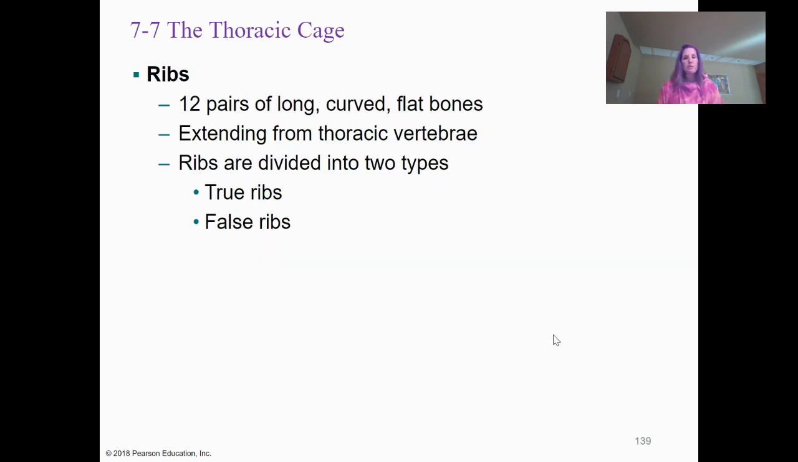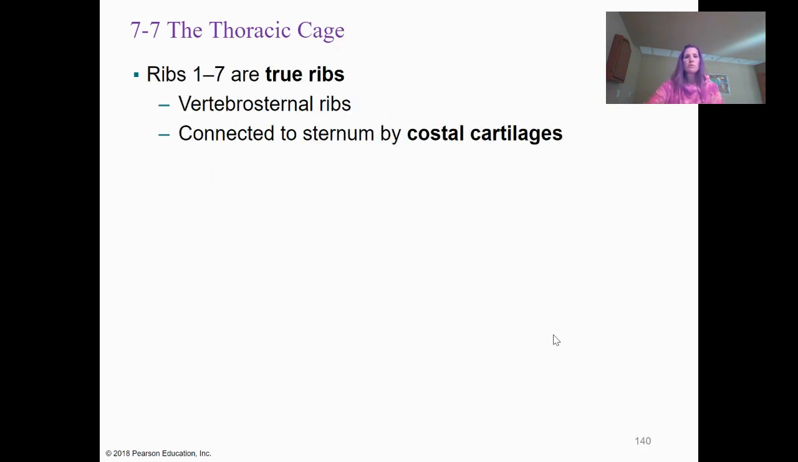All right, the ribs, that's what we're going to talk about. So there's 12 pairs, they're curved, they're flat. Again, there are true ribs and there are false ribs. So the true ribs, I want to point out they are vertebrosternal. That means they go from the thoracic vertebrae to the sternum. And that's 1 through 7, and that is something that you have to know. They are connected to the sternum by the costal cartilage.